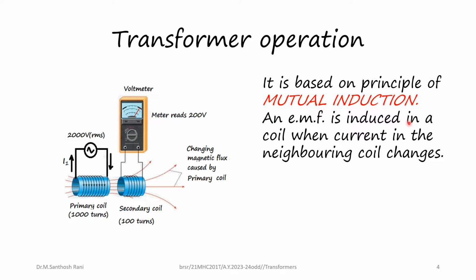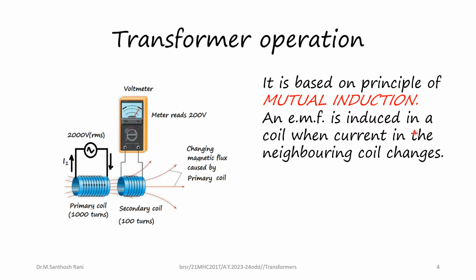So the transformer operation is explained here. Here we have two coils, and one coil has 1000 turns, the second coil has 100 turns. If an AC voltage is applied, say 2000 volts to this coil, there will be a voltage of 200 volts induced in the second coil. That is, here for every turn there is a voltage of 2 volts. So on the secondary side also, for every turn 2 volts will be induced.